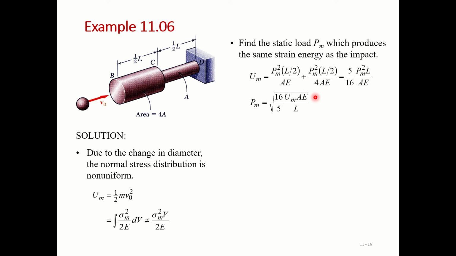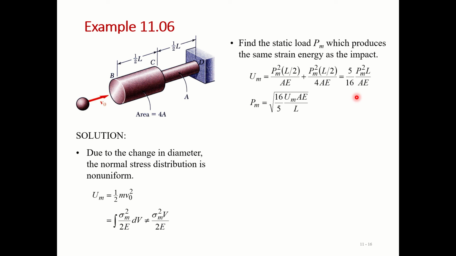So this is the one section in which the area is A, which is the CD portion, P square L over AE. The total length is L. So here we replace the total length by L over 2, and the area is the simple area, plus the strain energy in the other section, that is P square L over 2 divided by 4AE. So this is the combined strain energy for both the sections.